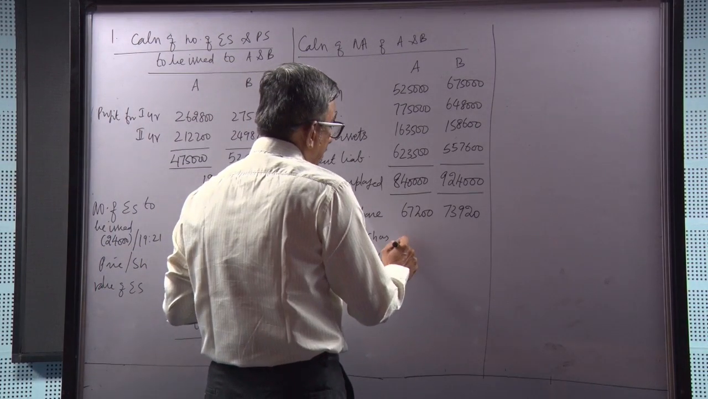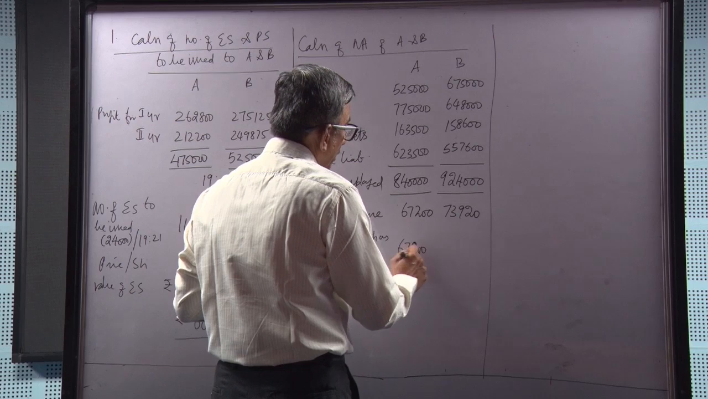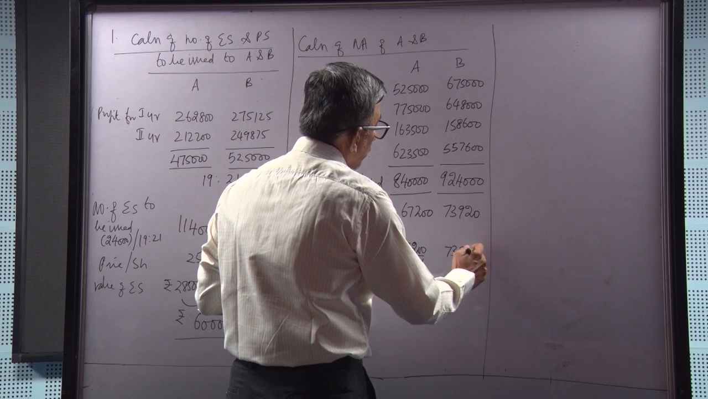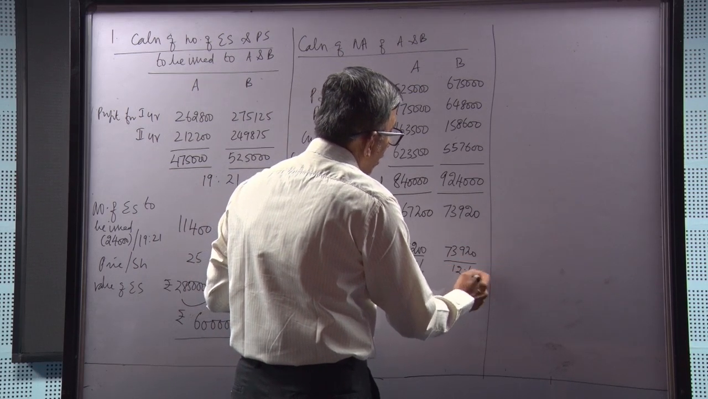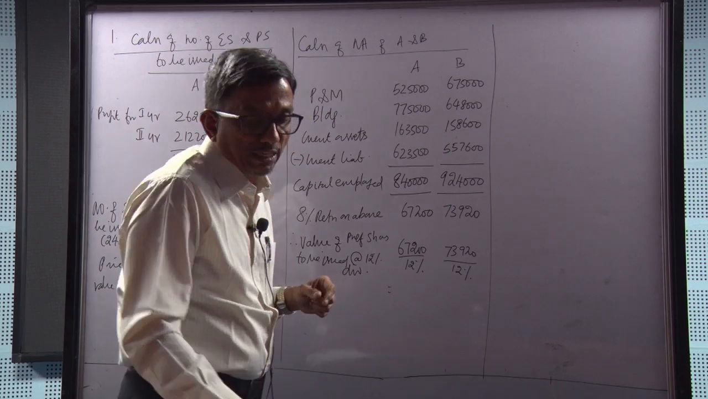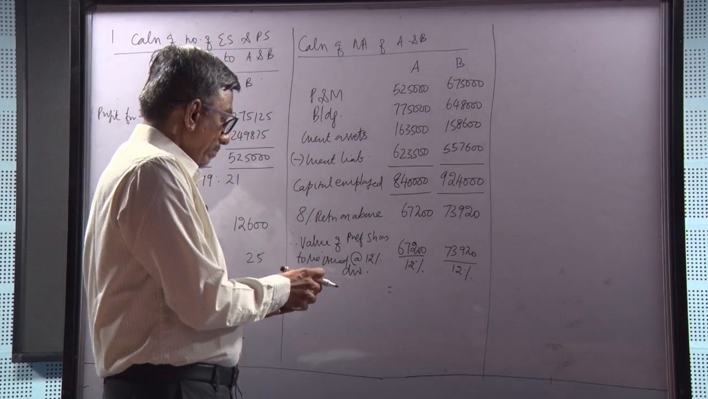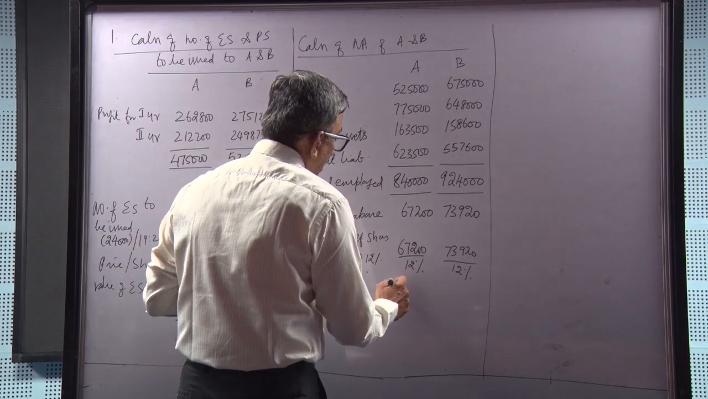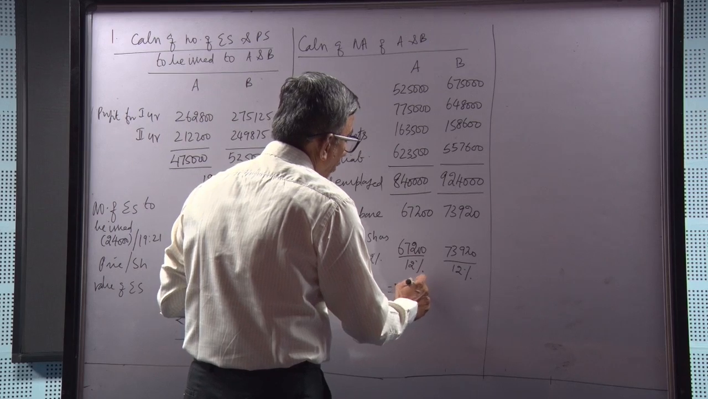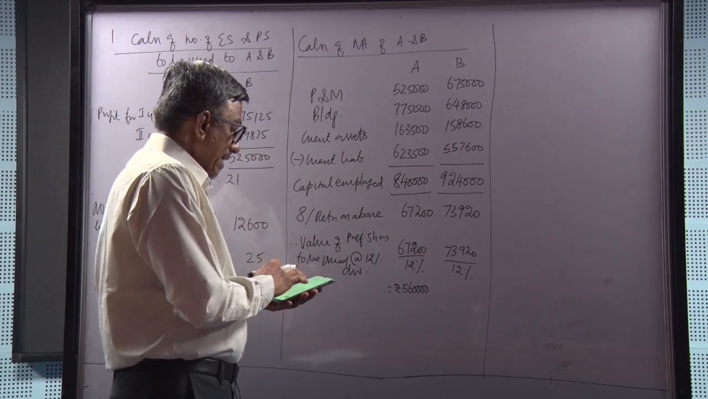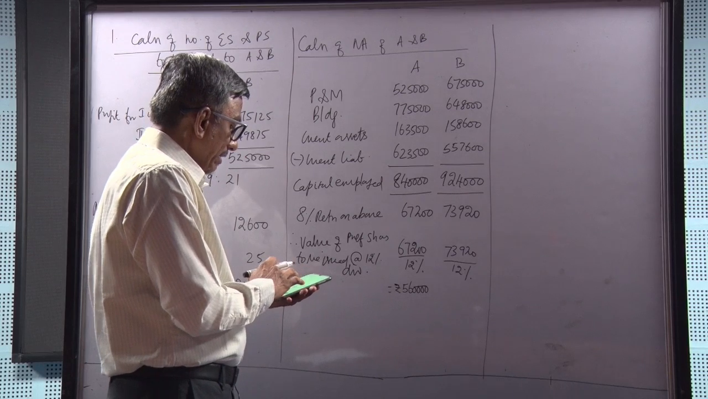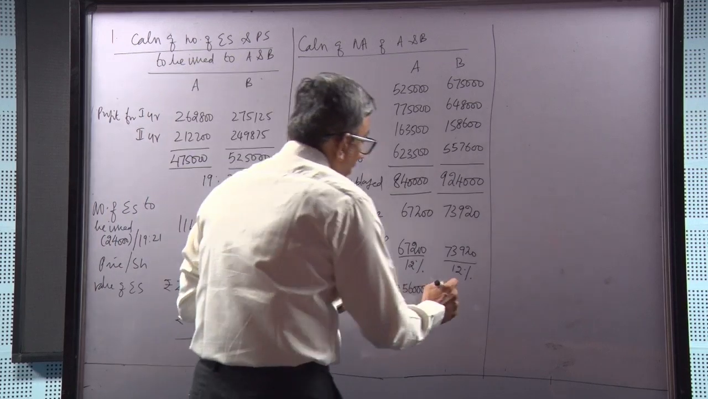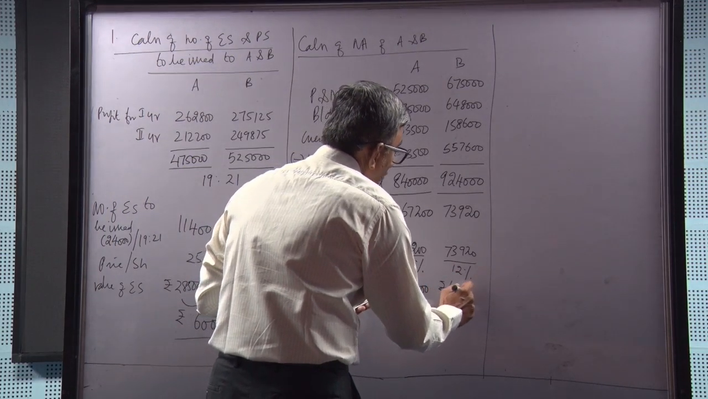You have to divide this 67,200 by 12%, 73,920 by 12%. You will get the value for which preference shares should be issued. So you have to issue preference shares for 5,60,000 for A, and for B 73,920 divided by 12%. You have to issue preference shares for the value of 6,16,000.